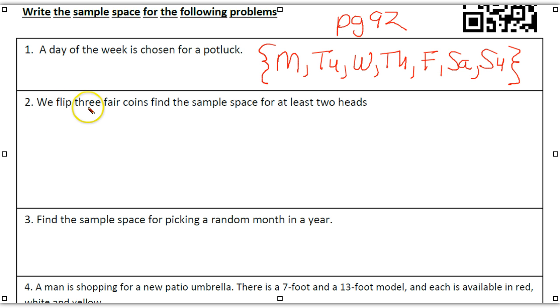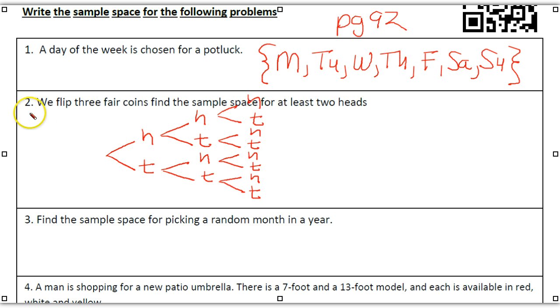We flip 3 fair coins, find the sample space for at least 2 heads. Now, we did something like this in the textbook, where again we developed this tree chart, where these are sort of like the branches of a tree, and we are flipping fair coins, but we're going to do it 3 times. So we have 3 fair coins, so this will be 1, 2, third toss of the possibilities.